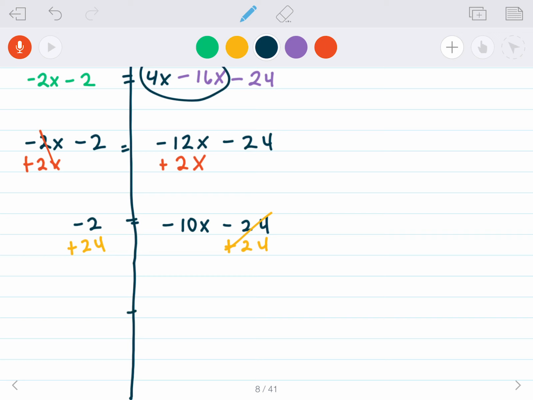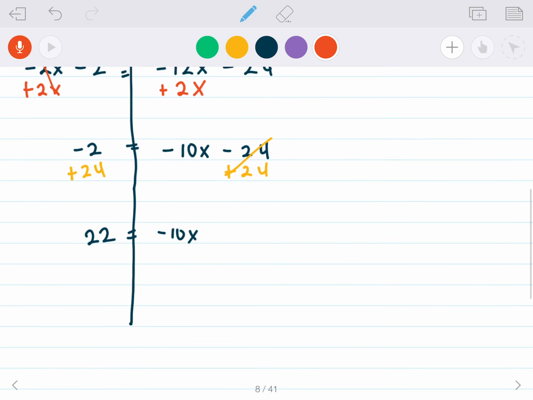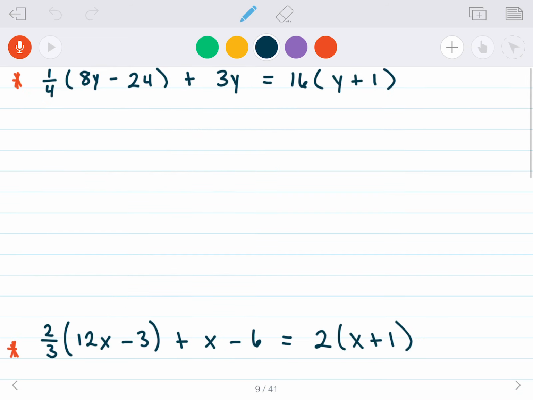So on the right side I'm left with negative 10 times x. On the left side I'm left with 22, and at this point I can divide both sides by negative 10, and I get x is equal to 22 divided by negative 10. If I simplify by 2, it's going to be 11 over negative 5, right? So that's our answer.